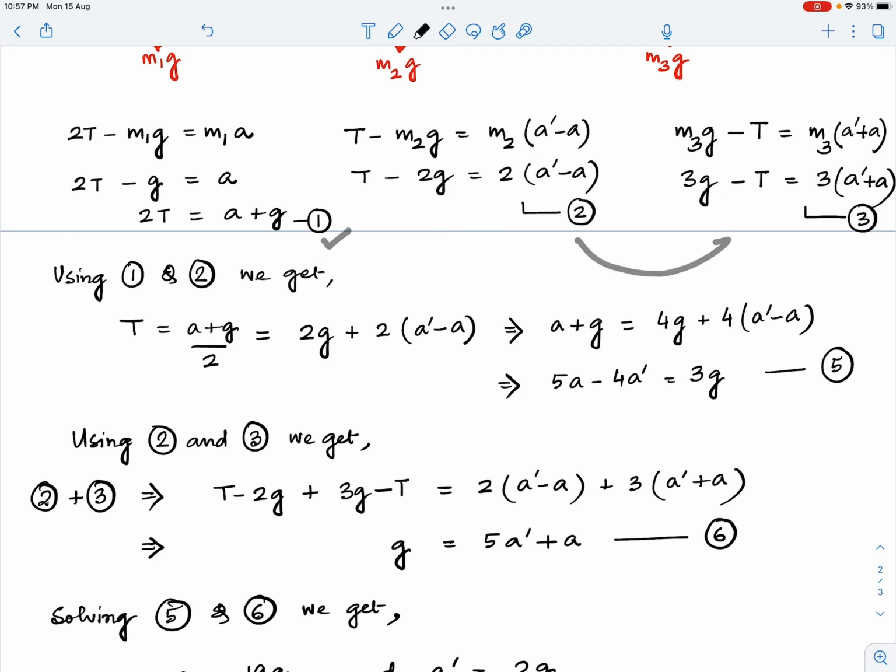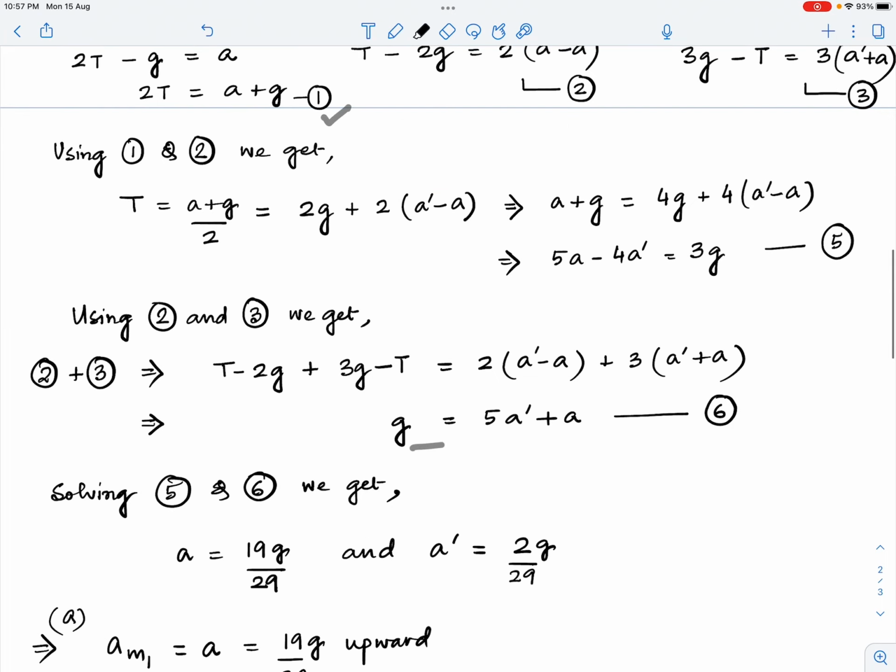These 2, connect them together. How? If you look at it, you have a plus T on the left hand side here and a minus T here on the left hand side. So, if we just add the 2 equations 2 and 3, we will have T cancelling out, and we will be able to get a relation between A and A dash. So, this is the equation that we will get after solving equations 2 and 3.